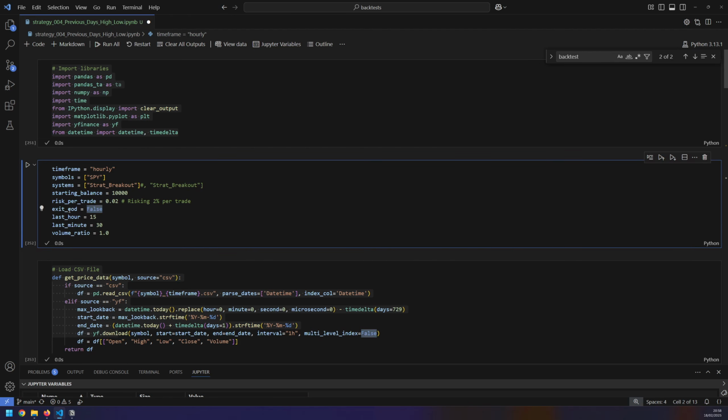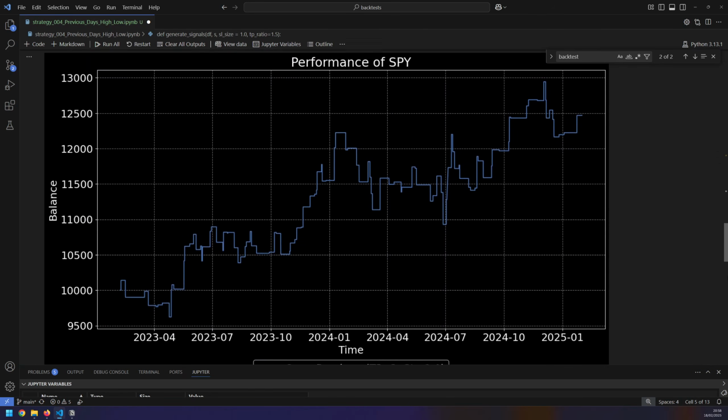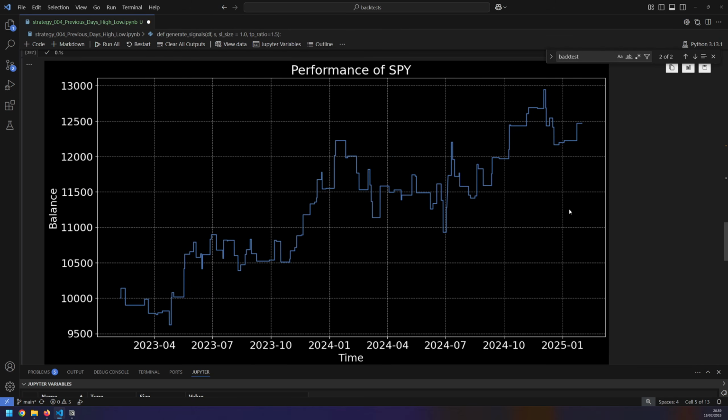So I set this exit end of day variable to true. And when I rerun this code, my equity curve improves a little bit because I now don't have those same big drops as before. This made me wonder though, if I'm closing out the trades at the end of the day, then what time am I actually opening the trades?